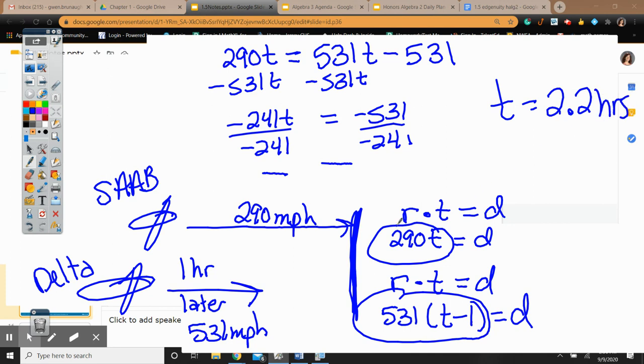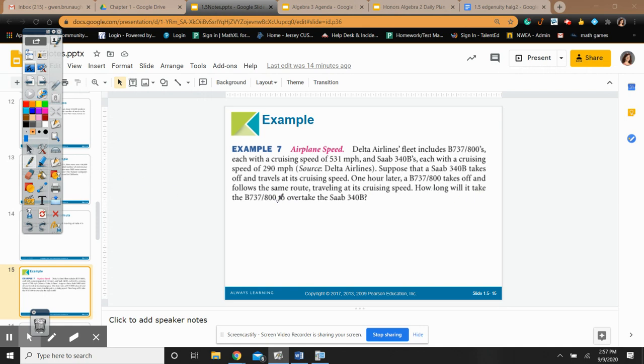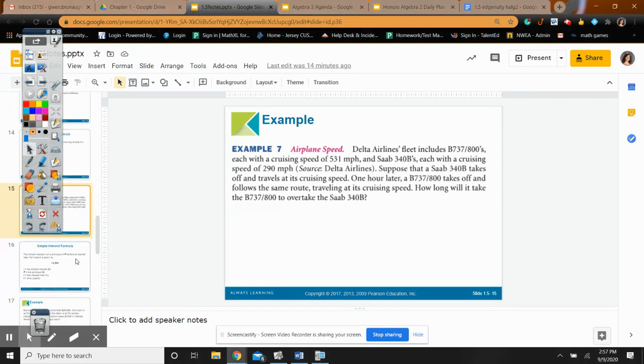Now be careful. That's how long the Saab was going, 2.2 hours. How long for the Delta? The Delta would be 2.2 minus 1, or 1.2 hours. So you need to make sure you find out what they asked. They're asking how long will it take the Delta to catch up, and that would be 1.2 hours. So if you ever get something wrong on your MyMathLab, make sure that you're answering the question they're asking. Make sure you're not accidentally answering for the wrong plane.